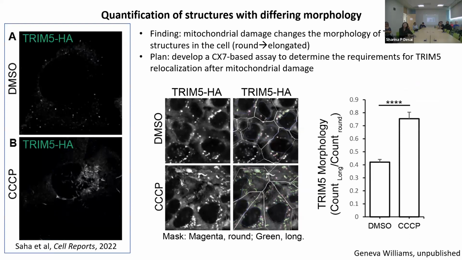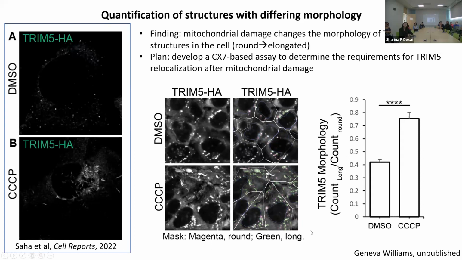All of these assays have been co-localization, but really only looking at one target. I want to show you one other use for this sort of assay. We had observed by confocal microscopy that when we damaged mitochondria, TRIM5 relocalized from round dots, as you can see here, to, if you can appreciate, these elongated, sometimes bent structures after mitochondrial damage, as you can see here. And so we wanted to develop an assay to measure that by high content microscopy.